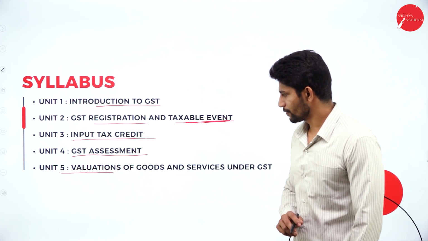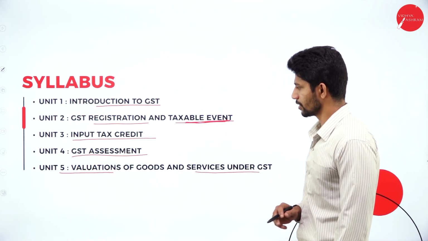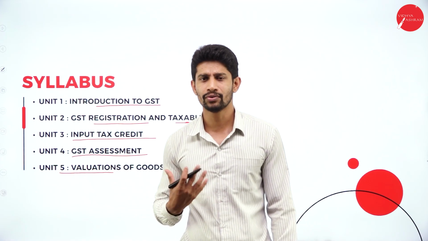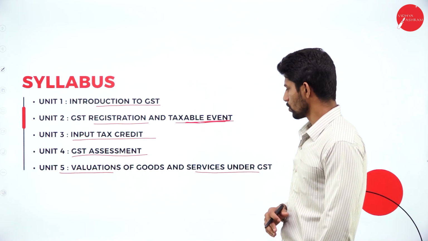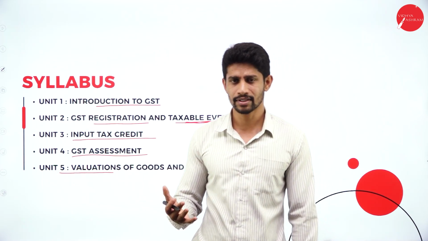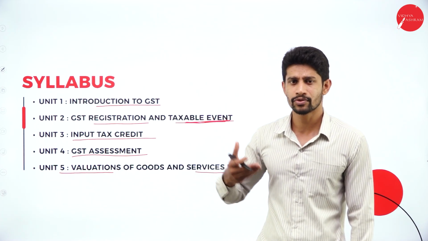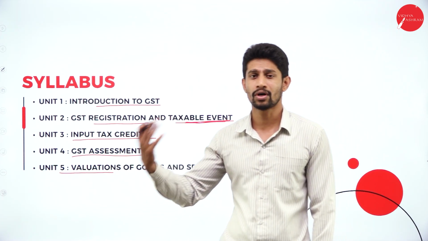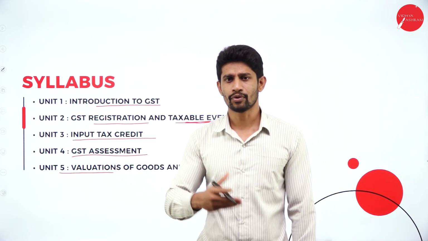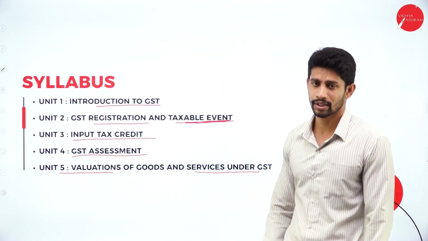Unit number 5 deals with valuation of goods and services under GST. In this chapter we are going to study how to value particular goods and services under GST. If you are selling goods or services, how are we going to value them under the GST purview? What items you are supposed to consider, and what items you are not supposed to consider for the computation of value of particular goods. About this you are going to study in unit number 5.